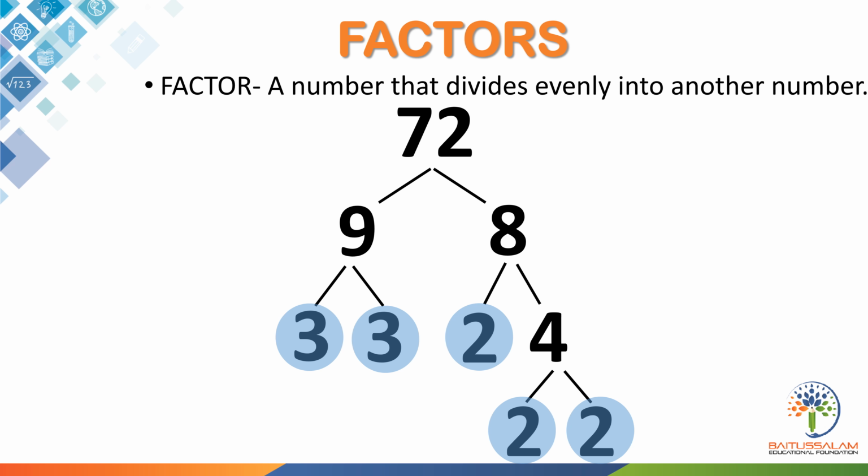The blue circled numbers represent the prime factors. If you multiply all of them you will get 72. So these all are the factors of 72.